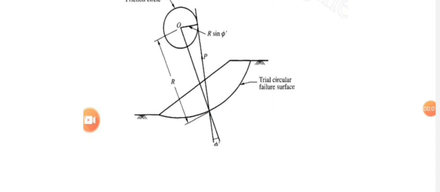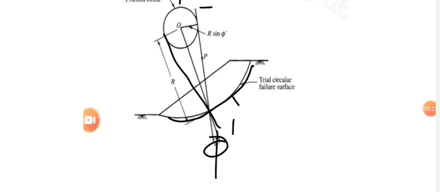Now in this method we will consider a trial circular failure surface as shown in this figure, along which it will slide, and a friction circle such that tangent to the circle at any point intersects the trial circular failure surface at an angle phi dash. Then we will be analyzing it for stability. So what all forces we have to consider are weight acting vertically downwards, boundary neutral force, which means actually pore water pressure only, and we find it using flow net diagram.